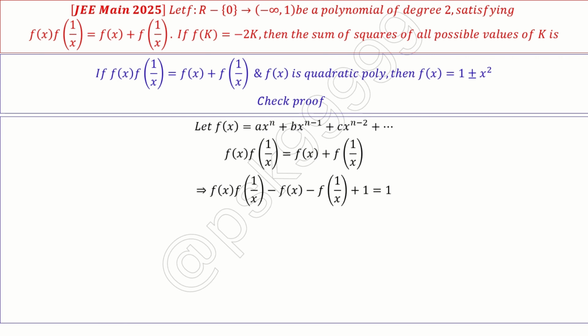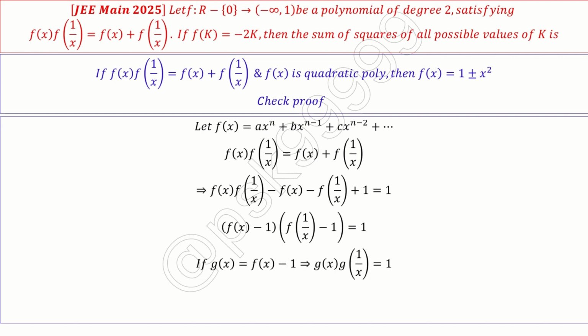Then I can take f(x) common, and it will become (f(x) minus 1) into (f(1/x) minus 1), which is equal to 1. Now if I call f(x) minus 1 as g(x), such that g(x) equals f(x) minus 1, which means g(1/x) is also equal to f(1/x) minus 1, correct? So the above equation is nothing but g(x) into g(1/x) equal to 1.